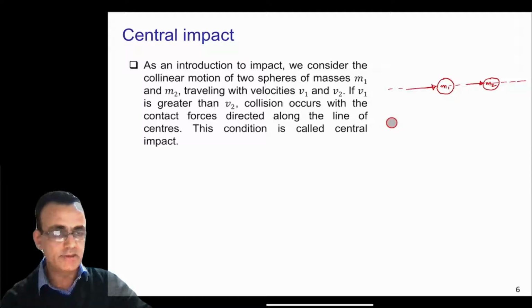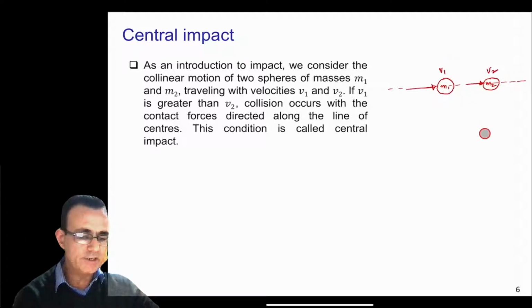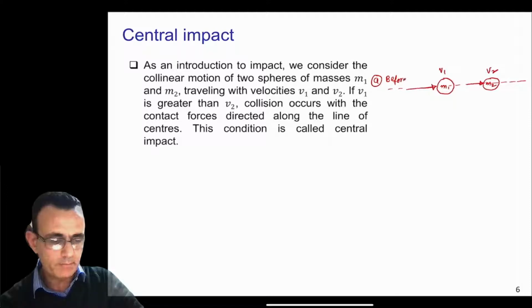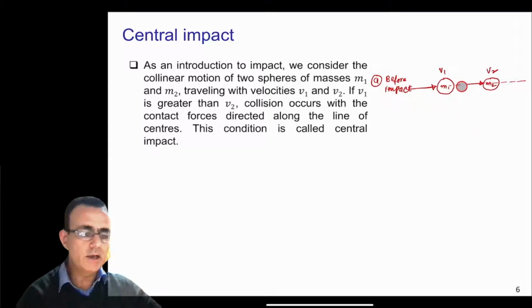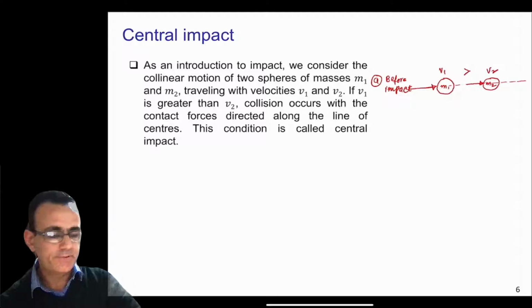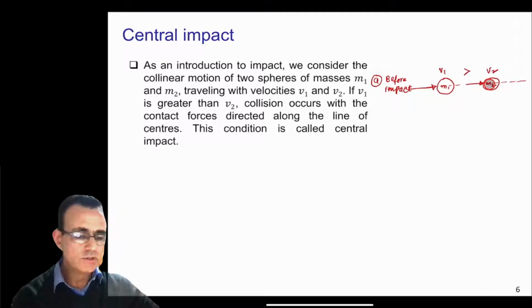The velocity of particle 1 is v1, and the velocity of particle 2 is v2. These are the velocities before impact, so this is the before impact situation. We have these two particles, and before impact, particle 1 is moving with velocity v1 and particle 2 is moving with velocity v2. In this case, if v1 is greater than v2, at some time these particles will collide with each other.